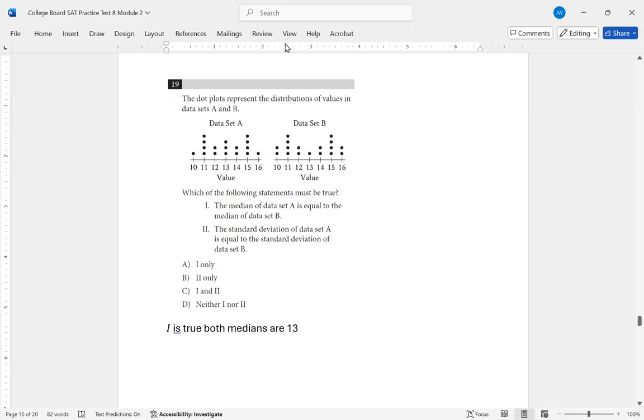Standard deviation is how spread out a data set is. I want you to notice that data set B is very similar to data set A. If I would have crossed out these two dots in data set A, which are both right at 13, and then I would have put 1 at the number 10 and 1 at the number 16, then I would have ended up with data set B. So if I would have taken one dot, put it over here, the other dot, put it over here, I would have ended up with the exact same distribution as data set B.